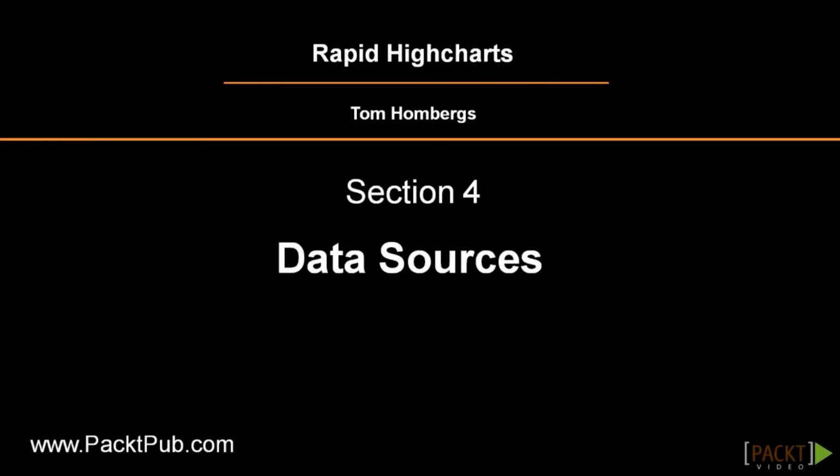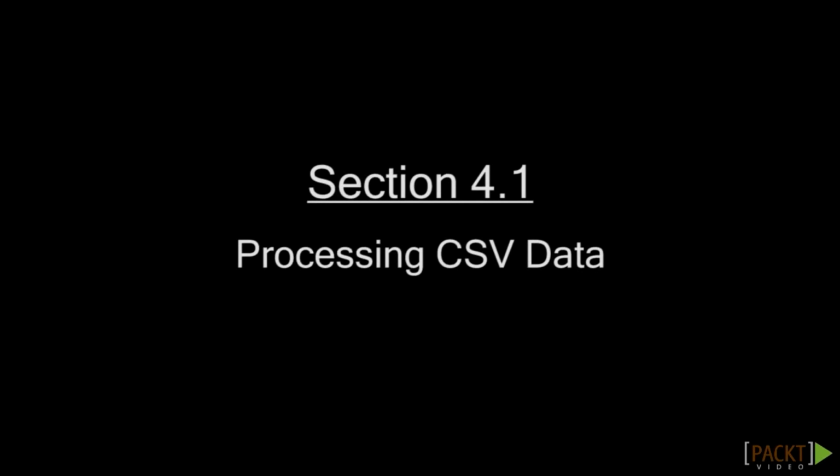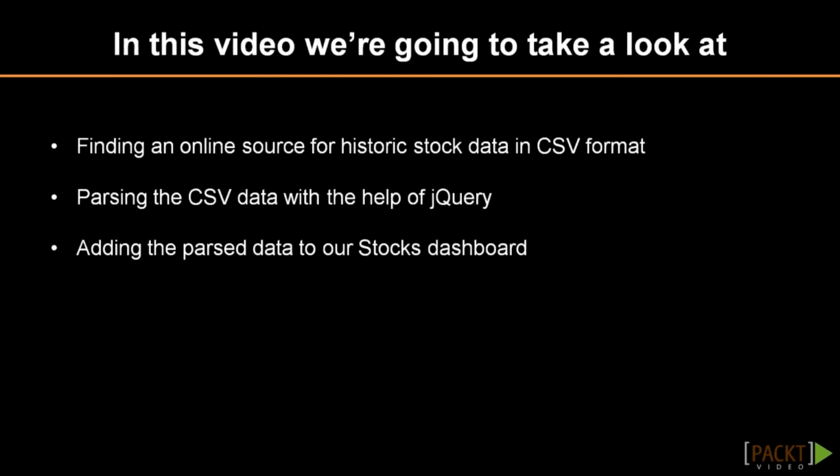Welcome to the last section of the Rapid Highcharts video course. In the last 3 videos, we're going to investigate the possibilities for loading chart data from different sources. In this video, we will cover data that comes from our own server in CSV format. First, we're going to have a look at our CSV files that contain historic stock data, and then we will parse that data and finally add it to our stock charts in the dashboard.